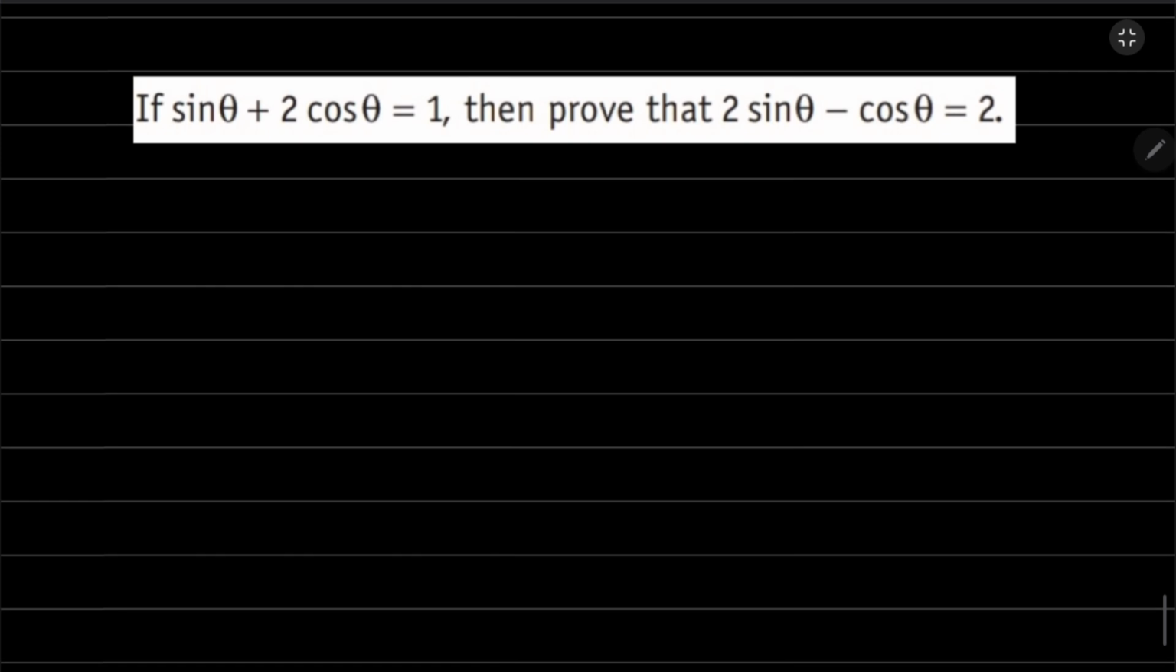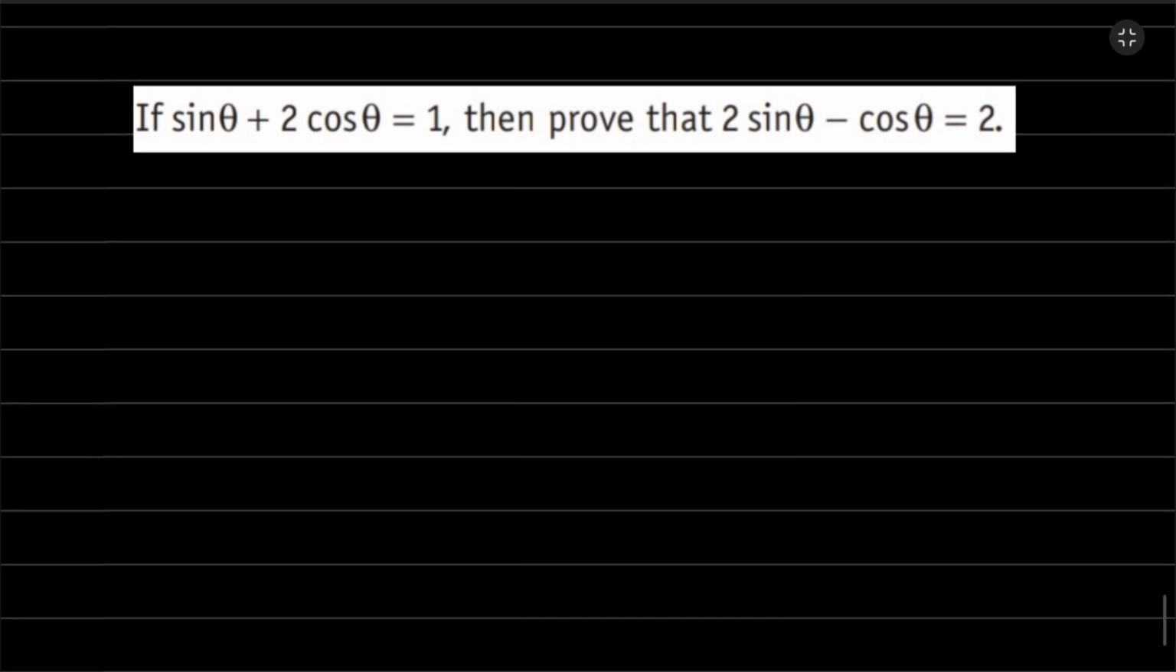Yeah, if sine theta plus 2 cos theta equal to 1, then prove that 2 sine theta minus cos theta equal to 2. Again, it's very, very easy. Let's do it. Let's write what is given. So sine theta plus 2 cos theta is equal to 1. Let's square on both the sides, because the only identity that we know which relates sine and cos is sine square and cos square. So we neither have sine square nor cos square. So let's square it. So what do you get? Squaring both the sides.